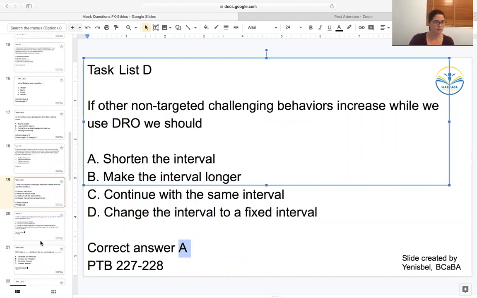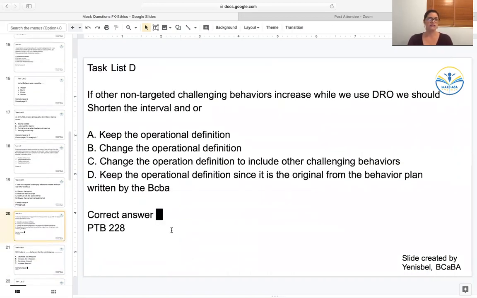Okay. So if other non-target or challenging behaviors increase while we use DRO, we should shorten the interval and/or: A, keep the operational definition. B, change the operational definition. C, change the operational definition to include other challenging behaviors. D, keep the operational definition since it is the original from the behavior plan written by the BCBA.